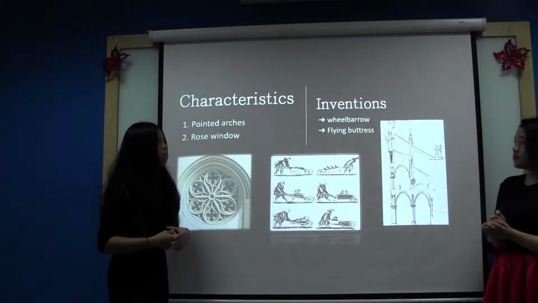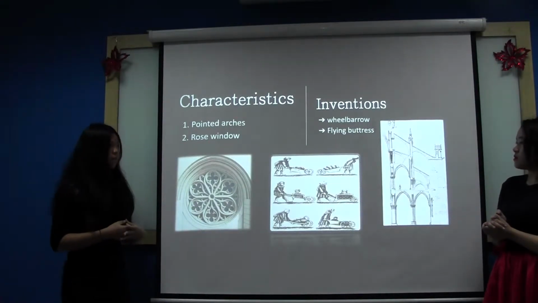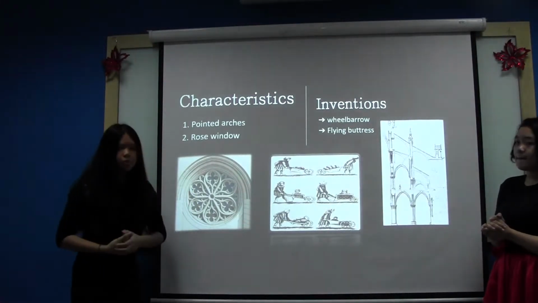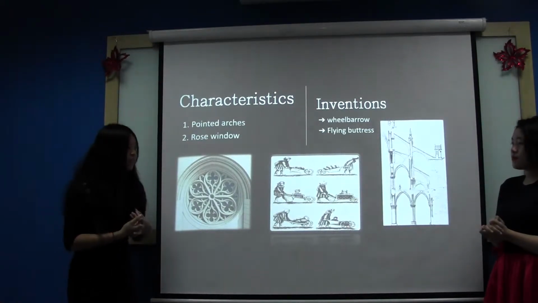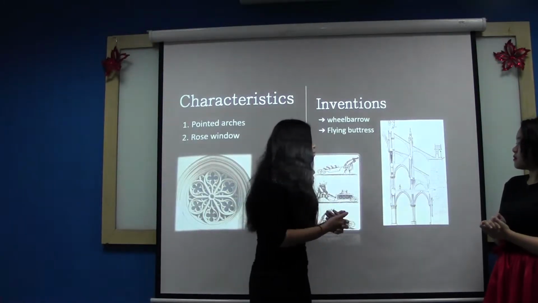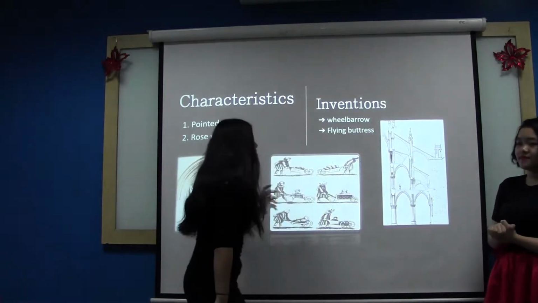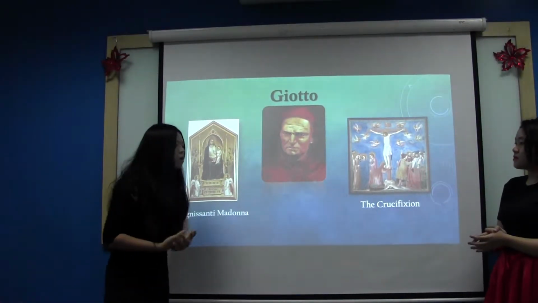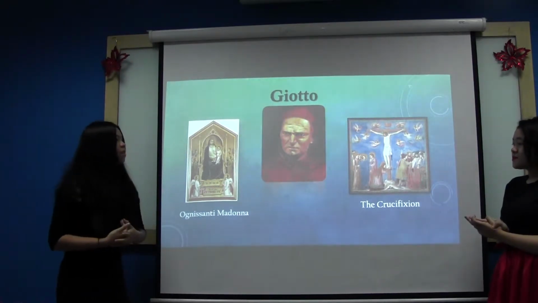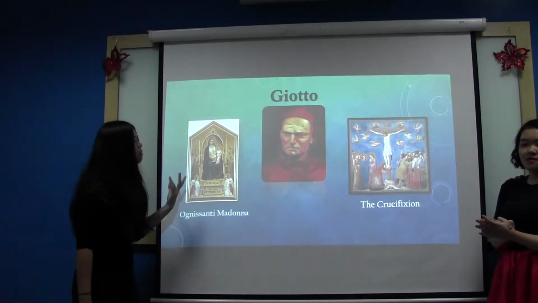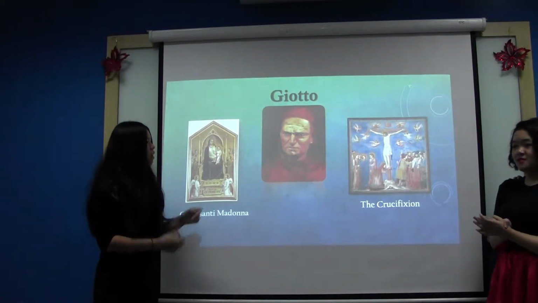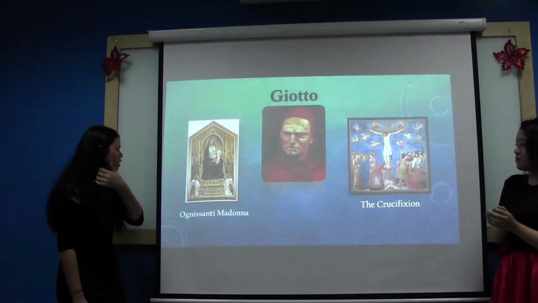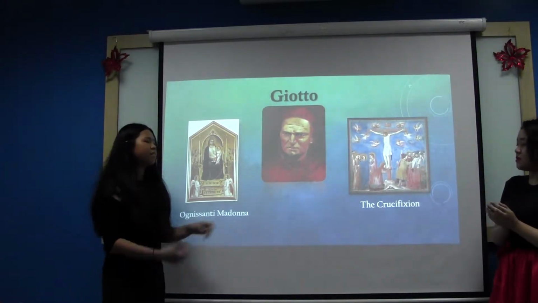The invention of the era is the wheelbarrow. By the 15th century, many places had the wheelbarrow, from mining to construction, and the flying buttresses supported the buildings. The characteristic of Gothic painting is more religious themes and portraits, and one of the famous artists is Giotto. His paintings include the Ognissanti Madonna and the Crucifixion.